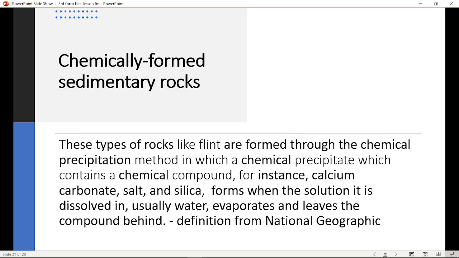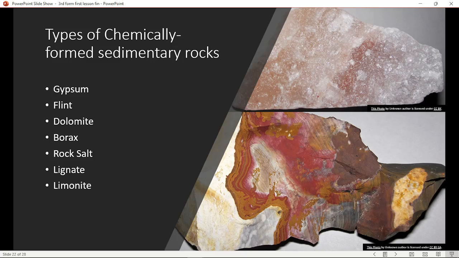Types of chemically formed sedimentary rocks. We have gypsum, flint, dolomite, borax, rock salt, lignite, and limonite. You'll be very familiar with rock salt.